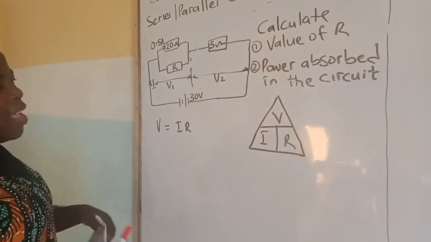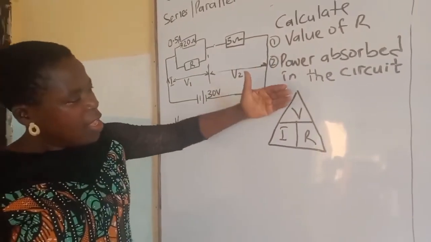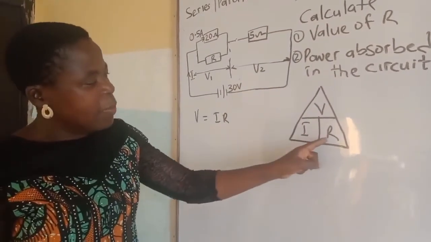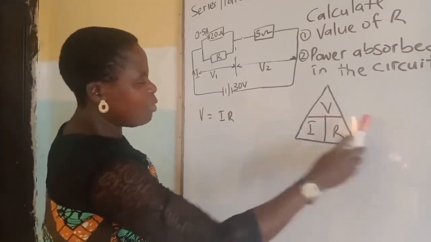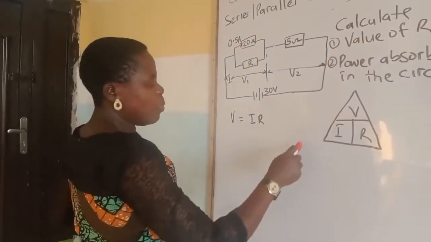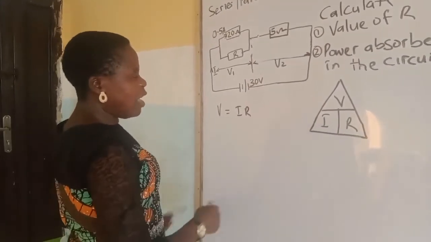Let's assume that you want to calculate V. It means the voltage is current multiplied by resistor. Let's bring it out, IR. Voltage is directly proportional to the current and inversely proportional to the resistance.